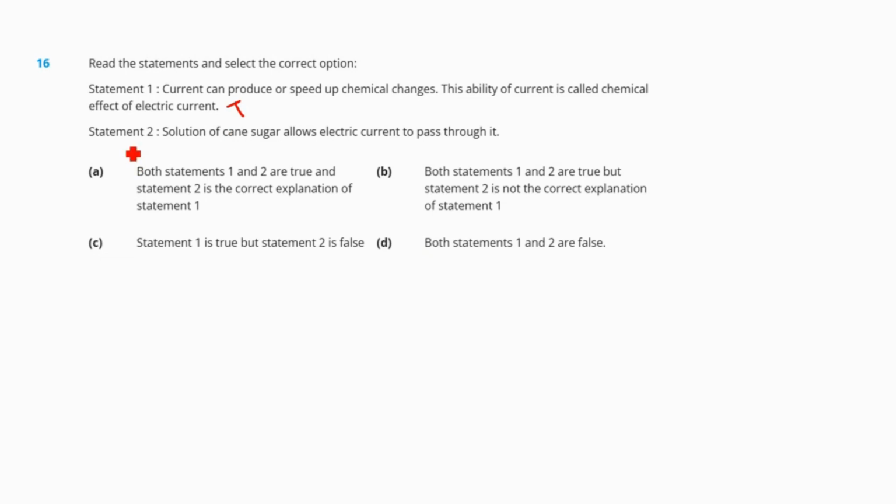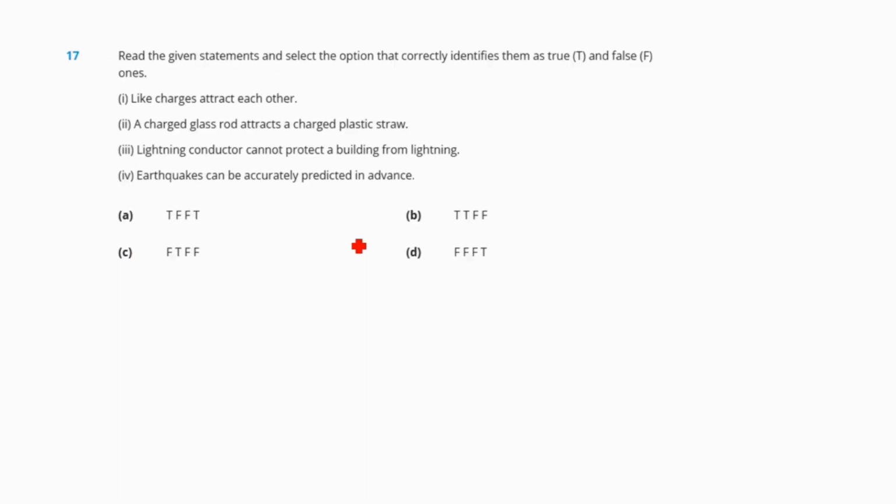Let's understand the second statement. Statement 2 says solution of cane sugar allows electric current to pass through it. So this is a wrong statement. Why? Because to conduct electric current, the substance needs ions, right? And the solution of cane sugar does not have any ions to conduct electric charge across the solution. So this is a false statement. So our correct answer is option number C, that statement 1 is true, but statement 2 is false.